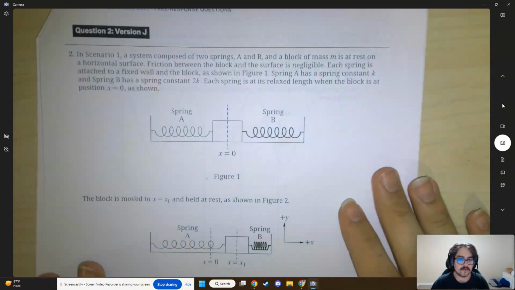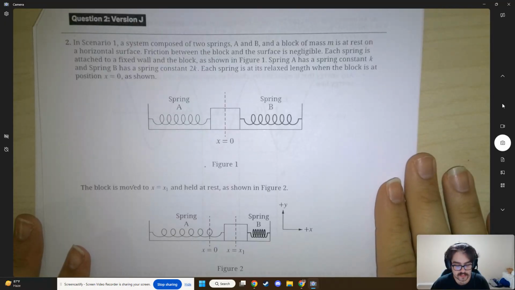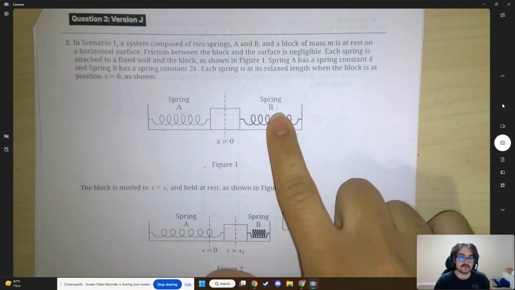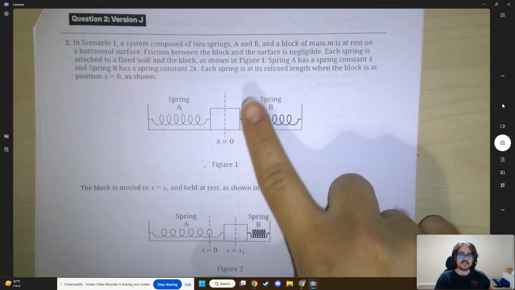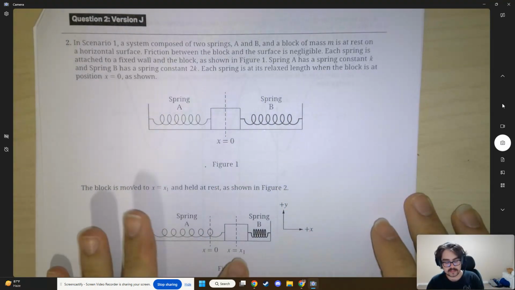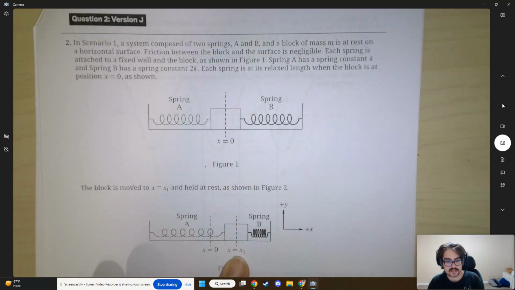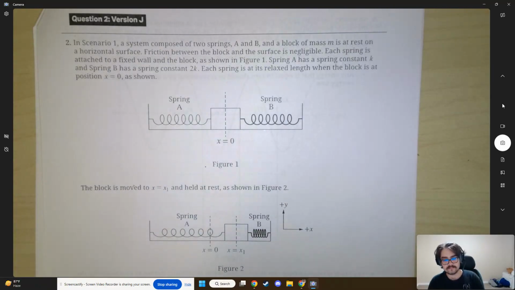Question number 2: these two springs are attached to two different sides of a block. Spring B has a larger spring constant than A. It actually has double the spring constant of A, and each spring is at relaxed length in figure 1. In figure 2, we move the block to position x1 as shown, and we hold it at rest, and then in the next part we'll let it go.